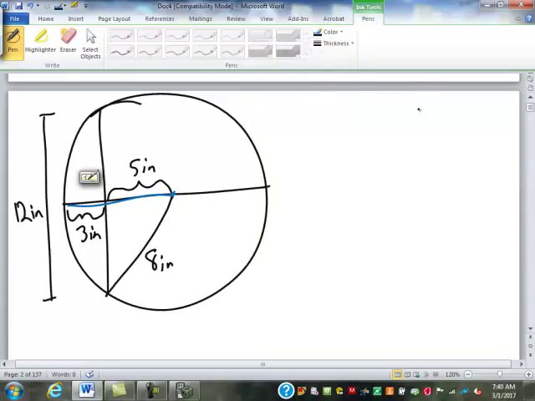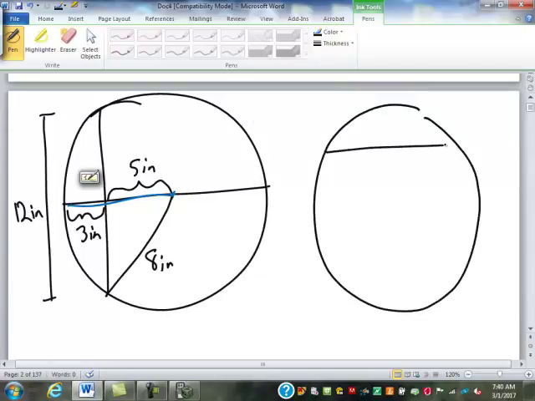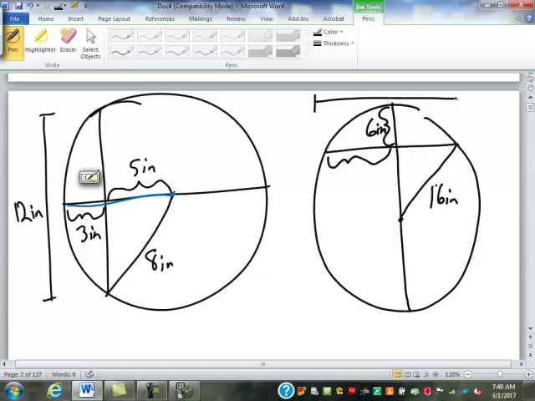So now with that in mind, over here I'm going to tell you that this is a 16-inch radius, and this piece here is 6 inches. What I really want to know is how long the total chord is. How would I find that? Well, let's look at what I know here. What do I know about that piece?